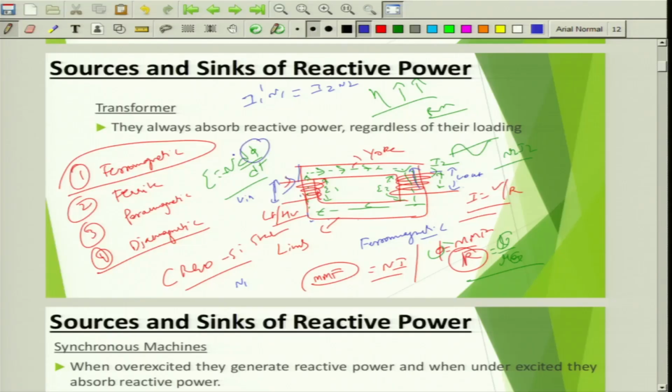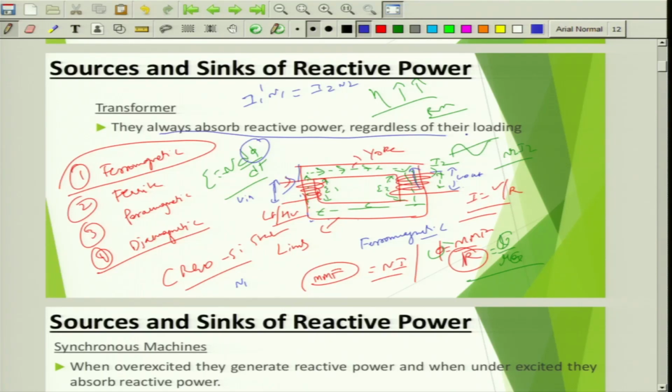But there is some flux which is present. Because this flux is produced because of the inductive nature, because a coil is present, there is some reactive current being taken. So transformers always absorb some reactive power regardless of their loading, because some flux will be there to establish the working flux. I just gave an overview of why we cannot ignore the reactive power consumed by the transformer; it will be present.